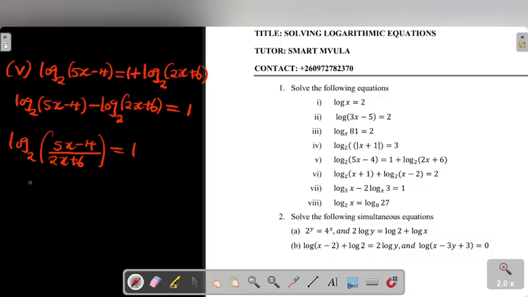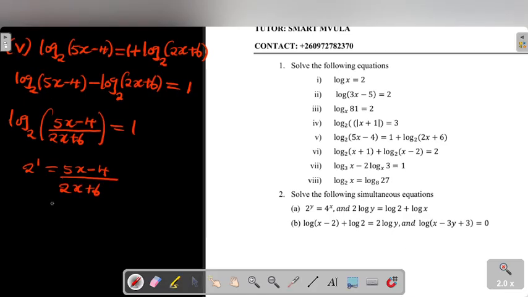So now we can see that we have a single logarithmic function. So we'll go ahead and change this one to an exponential function. So we have 2 to the power 1. This is equal to 5x minus 4 over 2x plus 6. That's what we have. So we know that 2 to the power 1, we have 2. This will be 5x minus 4 over 2x plus 6.